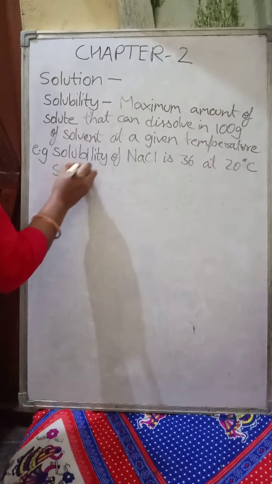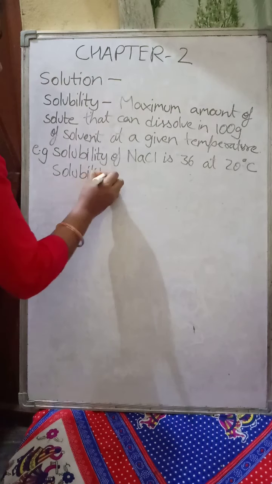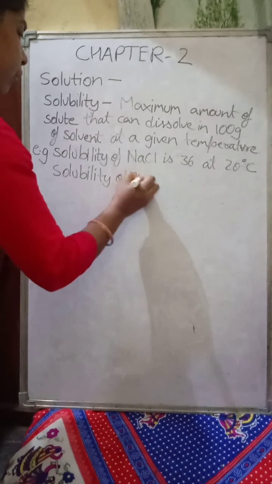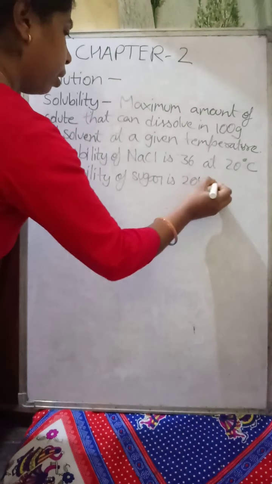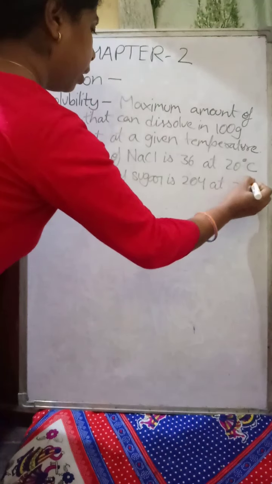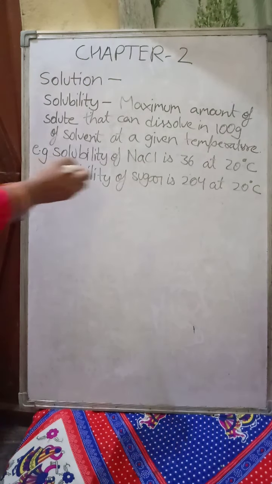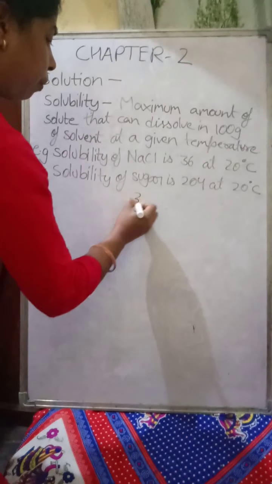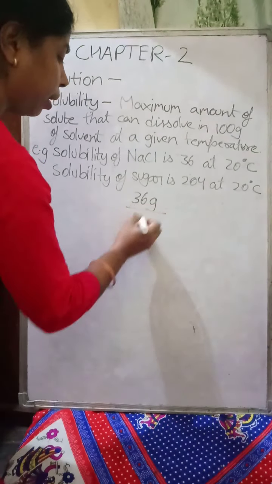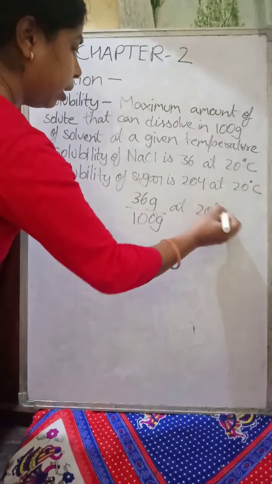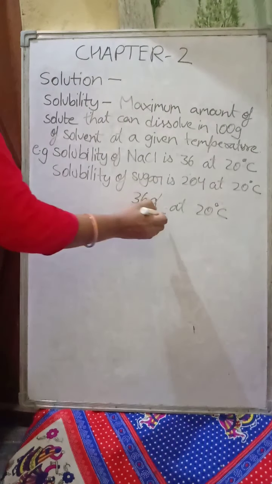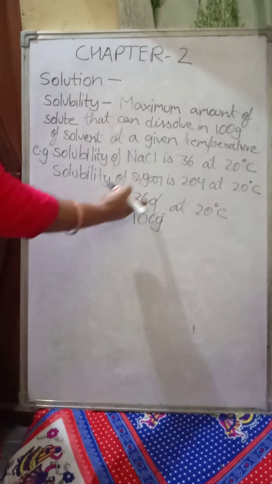And next is solubility of sugar. Solubility of sugar is 204 at 20 degree Celsius. Now what does this mean? This means that 36 gram of NaCl is soluble in 100 gram of water at 20 degree Celsius. So the gram get cancelled and therefore there is no unit for solubility.